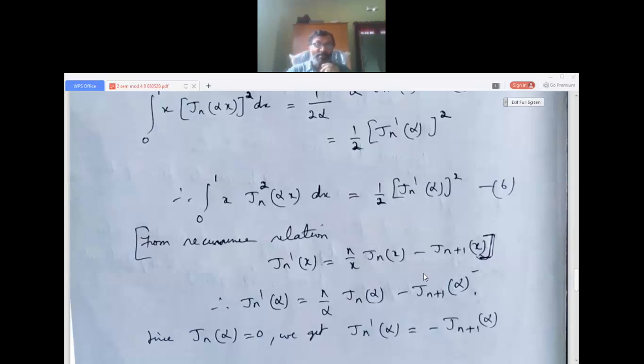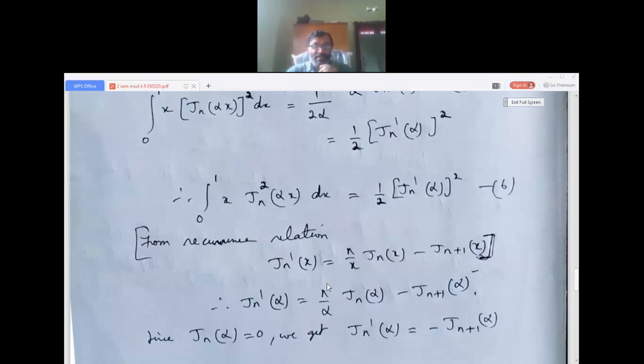So in place of x, if I put alpha, I want Jn dash of alpha. So Jn dash of alpha equals n by alpha into Jn of alpha minus Jn plus 1 of alpha. That is from the recurrence relation. 4 recurrence relations are there. It is not there in your syllabus, so I have not stressed it. But now you should know this one in the exam.